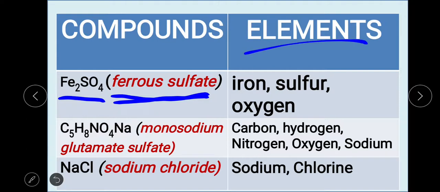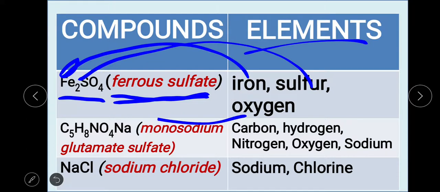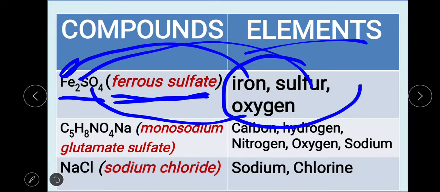It is made up of elements. Then what elements? Okay, these are the iron, sulfur, and oxygen. We have here the symbol of iron is Fe, sulfur we have S, and oxygen we have O. So the three elements, iron, sulfur, oxygen, together combined chemically become ferrous sulfate compound.